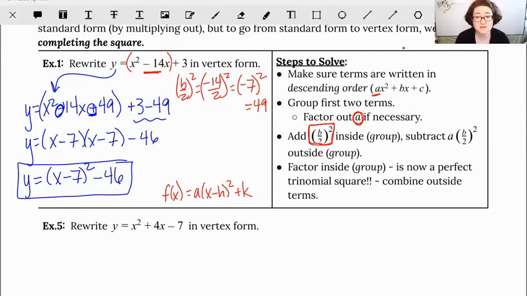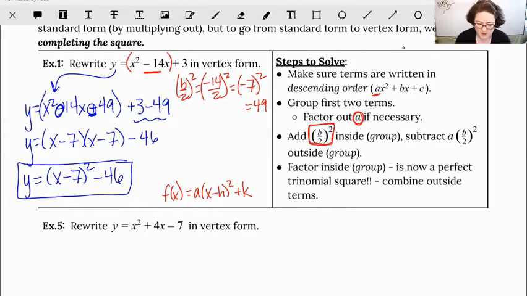So I could even graph this if I wanted to. I know I would have to move my standard parabola that's sitting at the origin to the right 7 and then down 46 units. Definitely not something I can graph on a piece of paper, but I know where that would hit. So let's try another one.